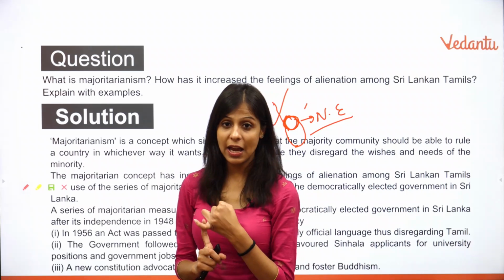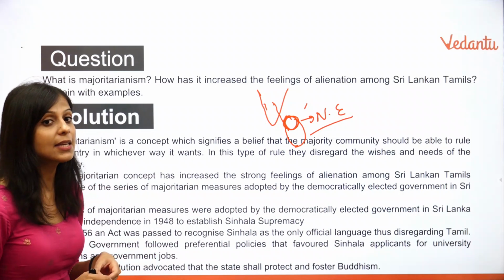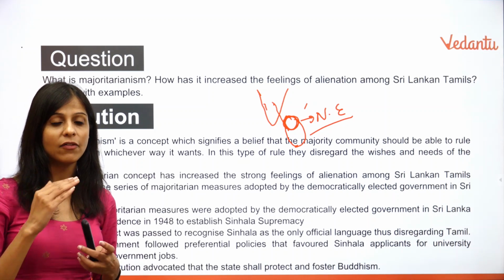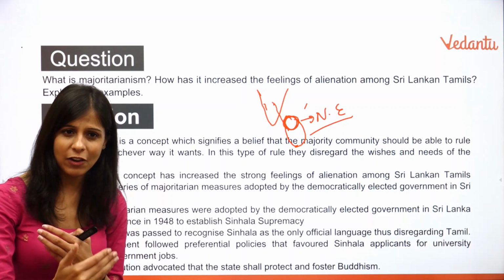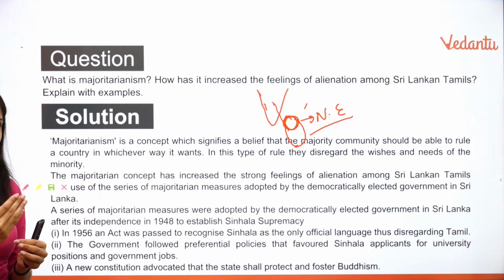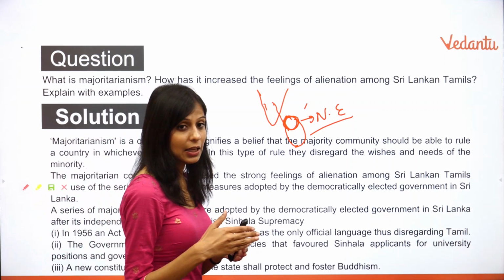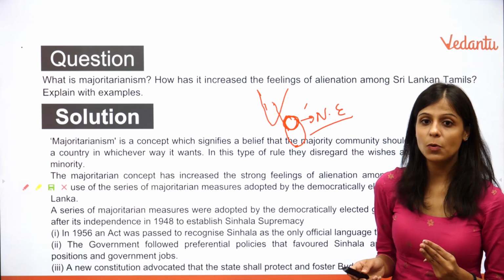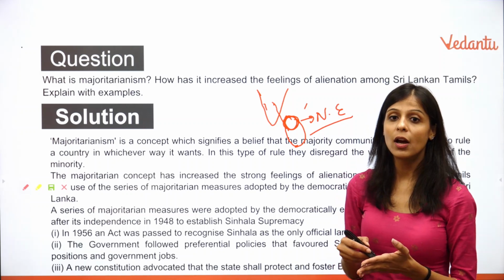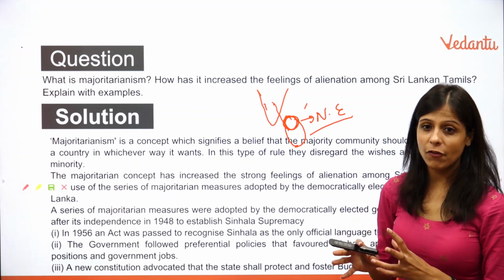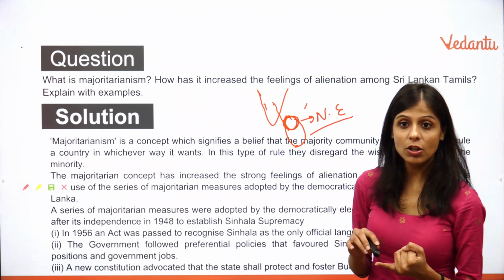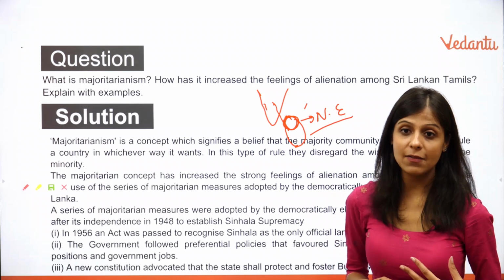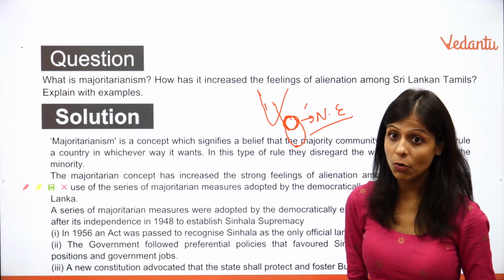So the very first point that you're going to start with is that the series of measures that have been taken by Sinhalas have probably advocated a feeling of that sort into the Sri Lankan Tamils. I'm going to give you 3 points. The very first point is that the government has followed policies related to preferential treatment. They've allotted government jobs to their own people, that is the Sinhala people. They've kept reservation in the education system only for their own people.